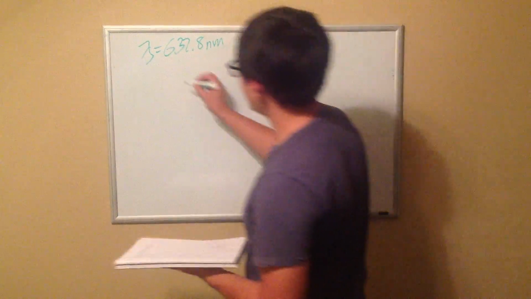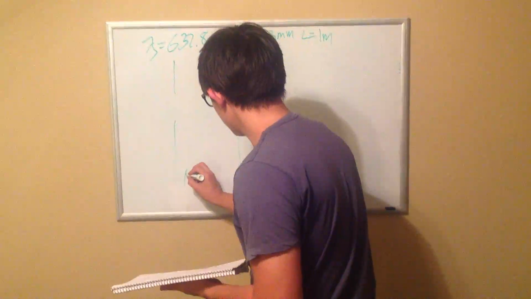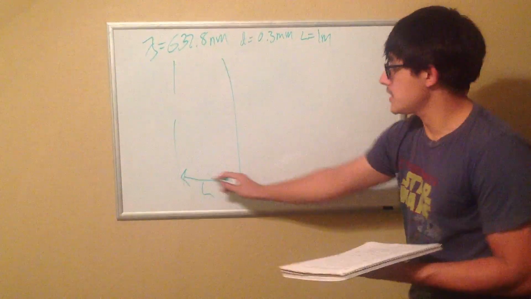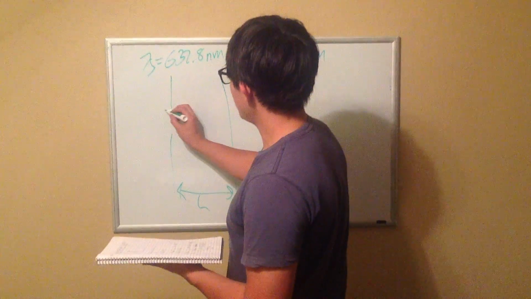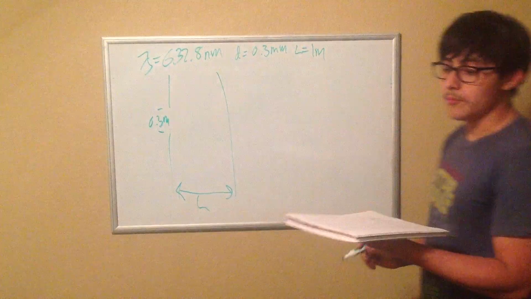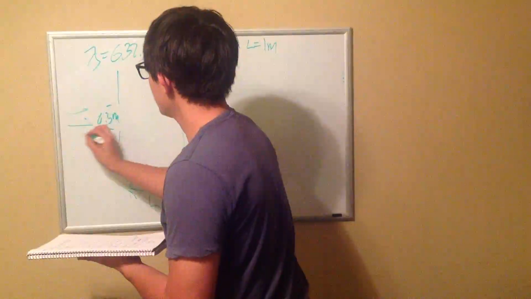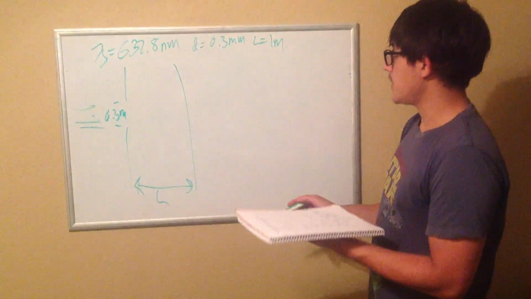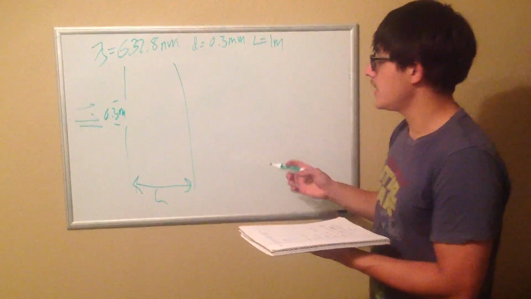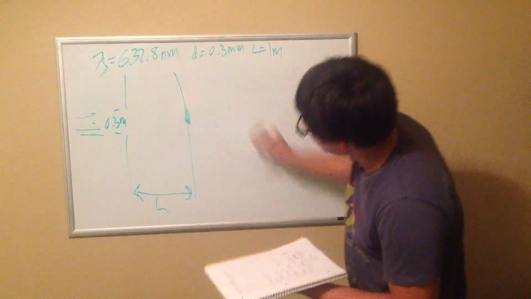Drawing this real quick, this is L, distance from the screen. Then this distance here is 0.3 millimeters. Now I have light coming in, like so, which has this wavelength. So what the question is asking is to find the distance of the bright, strong peak here.